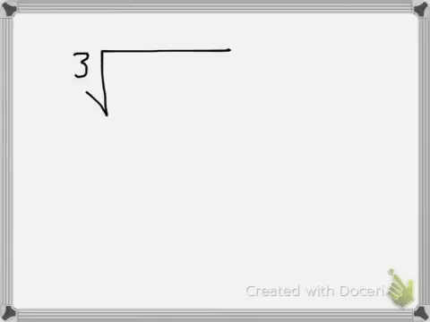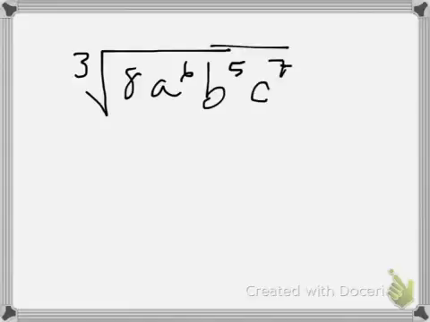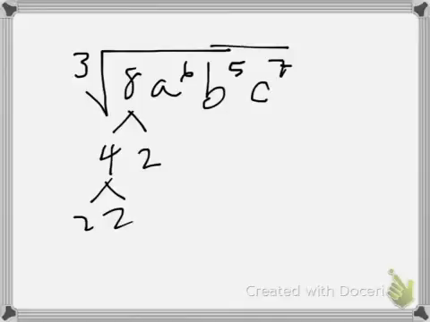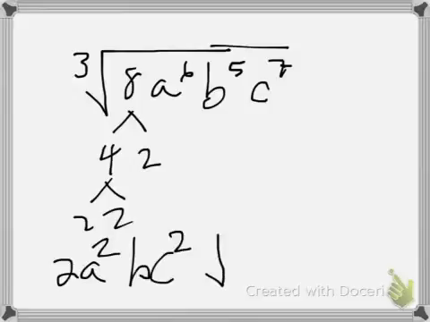Now let's say that we have something left over, like index is 3, 8 a to the 6th, b to the 5th, c to the 7th. So this can break down into 4, 2, 2, 2. And so this brings over 2a squared, b, c squared, and make sure whenever you're doing the question, you always add the index. And then you are left over with a b squared c.